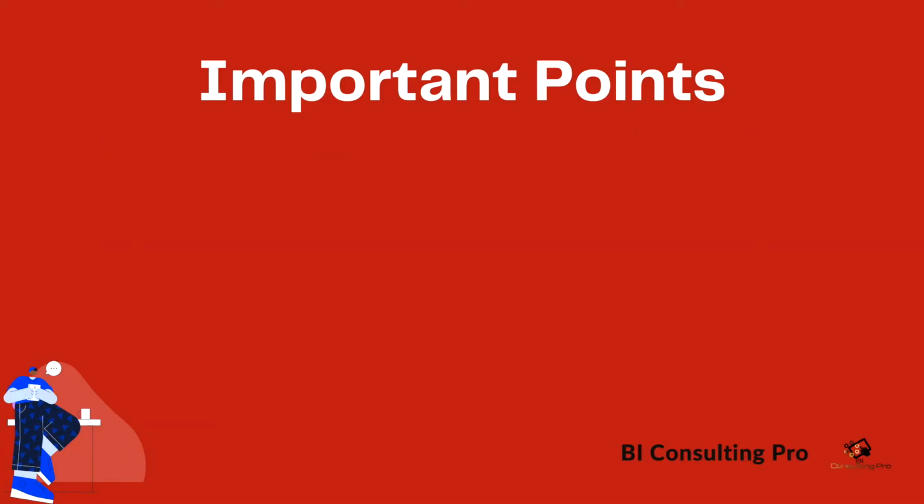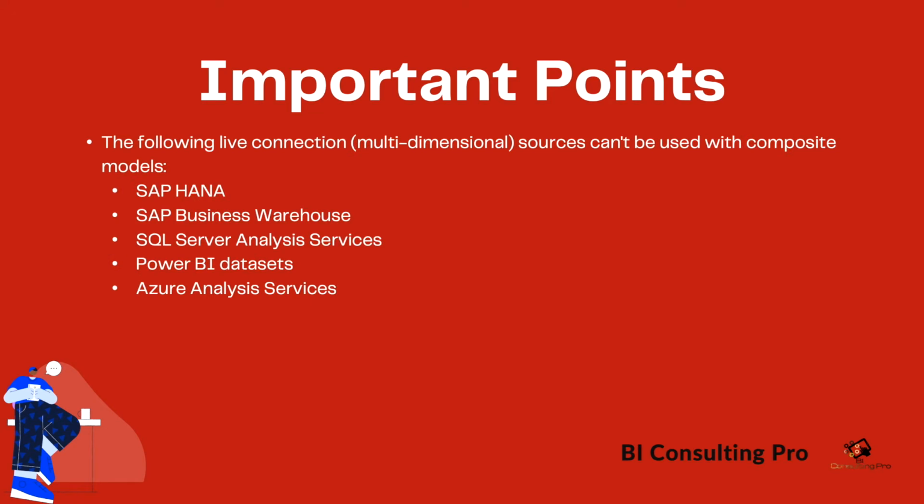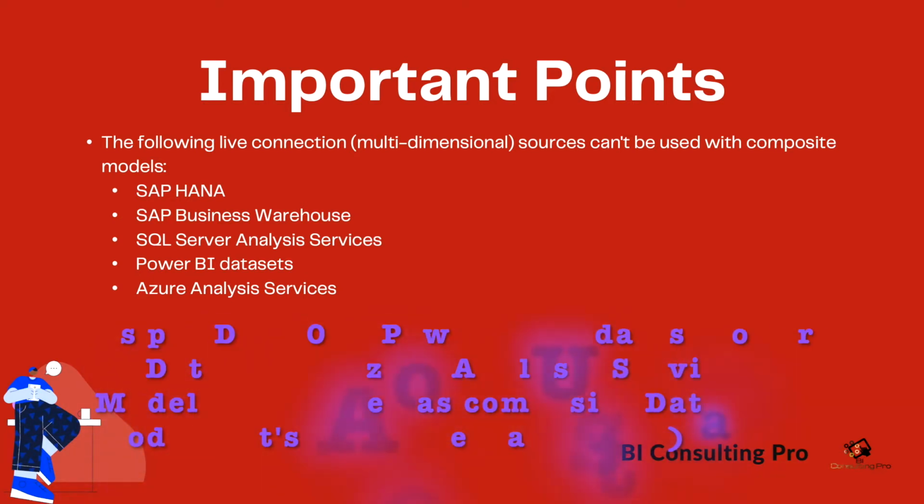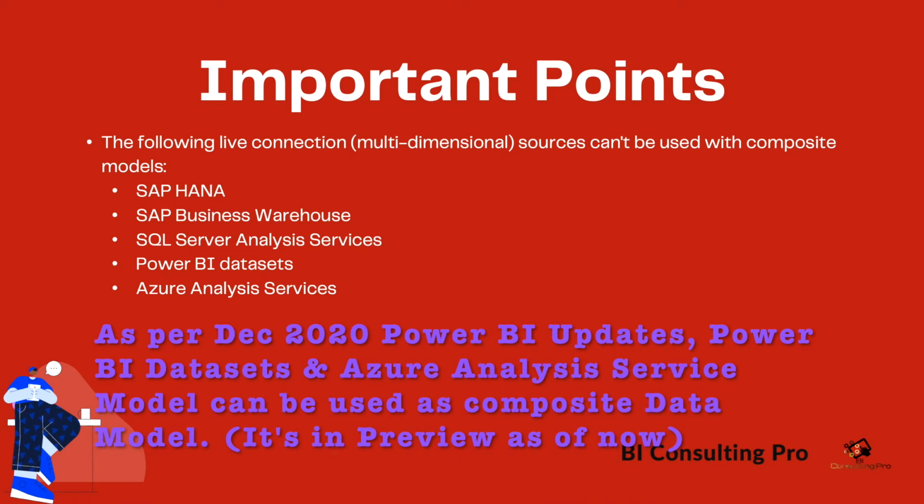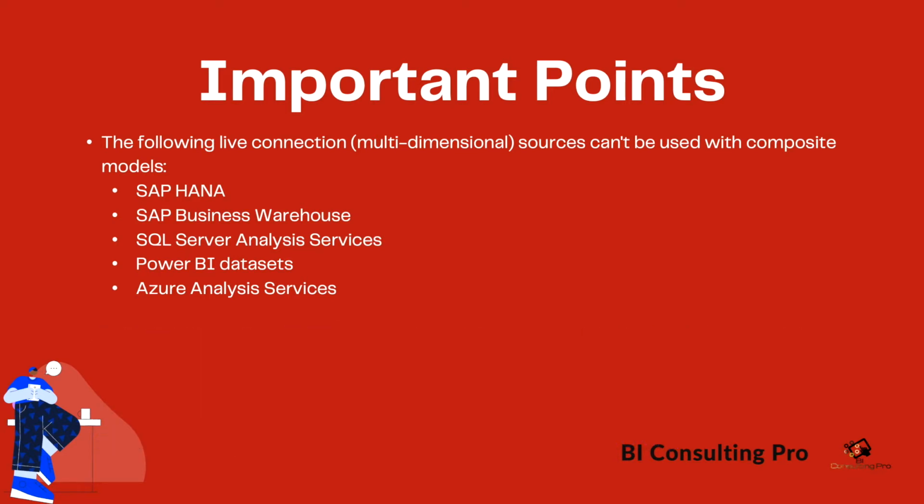Now we have discussed all these points, so there's another very important point that I would like to mention here. That means the connections that you can see on your screen, like SAP HANA, SAP Business Warehouse, SQL Server Analysis, Power BI Dataset, Azure Analysis Services, these sources cannot be used with composite models. Power BI dataset, out of these, you can use now as per the December 2020 updates, but still it's in preview mode. It's not generally available, so we won't say for sure it's available. That depends on the feedback of the users, whether it's going to be in general availability or not.